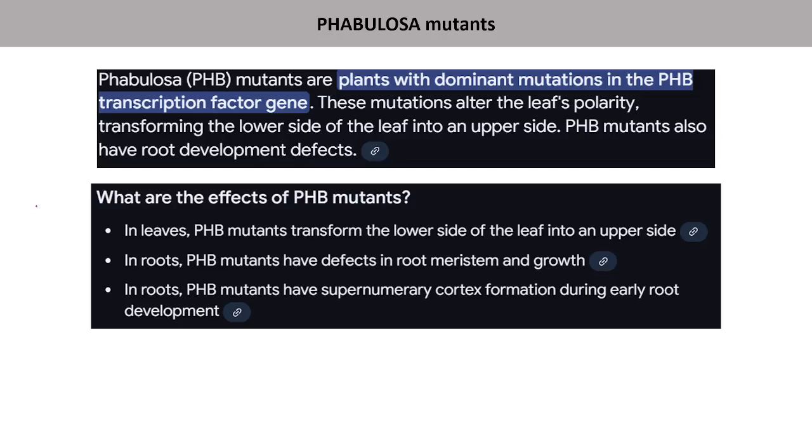Also, with these mutations, there are certain root developmental defects. Once these kinds of mutations happen in any plant, there are three major impacts that PHB mutations will cause. The first one is that in the leaves, the PHB mutants will transform the lower side of the leaf into the upper side. And in the roots, these mutations will cause defects in the root meristem and its growth. It will also cause supernumerary cortex formation during early root development. Because of these things, there will be developmental impairments in the root as well in fabulosa mutants.